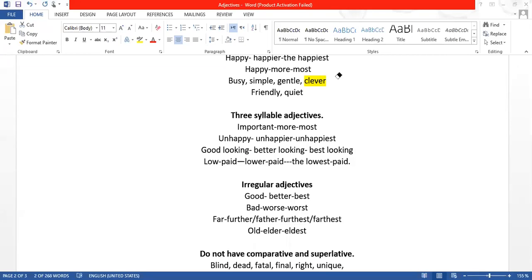So we have irregular forms. We'll talk about it. If you see this, good looking is a three syllable word. It's a very long word. But still, we can use better with it. Why? Because it's an irregular word. We change the first part. Remember, it's a compound adjective, good looking, and it has more than two syllables. But we will not say more good looking or most good looking. No, we'll say better looking or best looking.